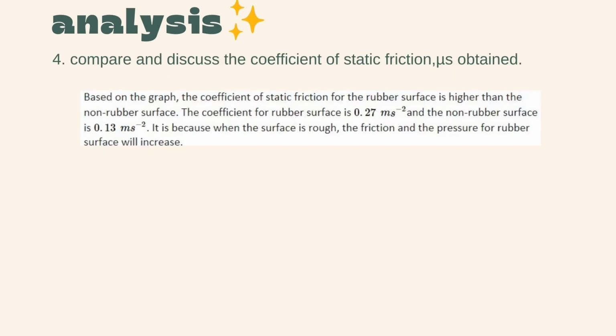The last question of analysis is to compare and discuss the coefficient of static friction obtained. Based on the graph, the coefficient of static friction for the rubber surface is higher than the non-rubber surface. The coefficient for the rubber surface is 0.27 and the non-rubber surface is 0.13. It is because when the surface is rough, the friction and the pressure for the rubber surface will increase.